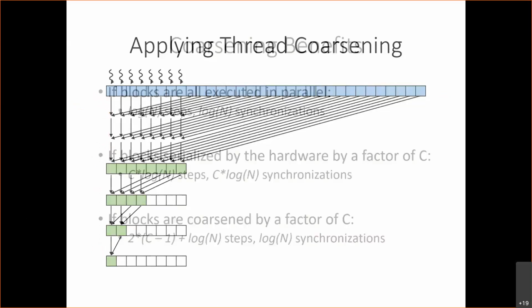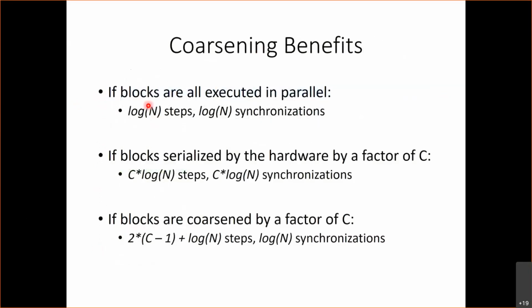And here we analyze the benefits of coarsening. We saw that if the blocks are all going to get executed in parallel, then we need log n steps, and each step needs a synchronization, so we need log n synchronizations. But if the hardware was going to serialize my blocks by a factor of c, then the execution time is going to be around c times log n steps, and I'm going to need c times log n synchronizations on the critical path of the execution. The reason is that each thread block needs log n steps and log n synchronizations, and we're executing thread blocks one after the other.